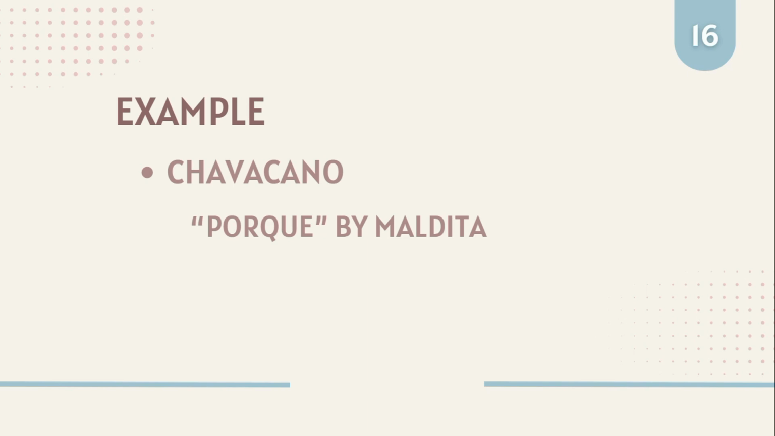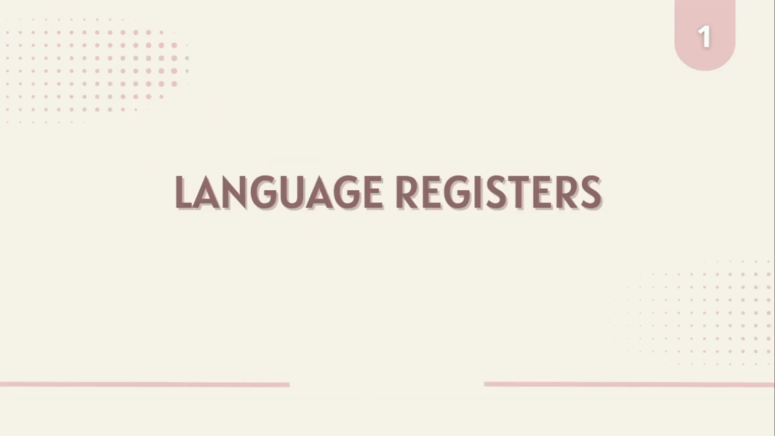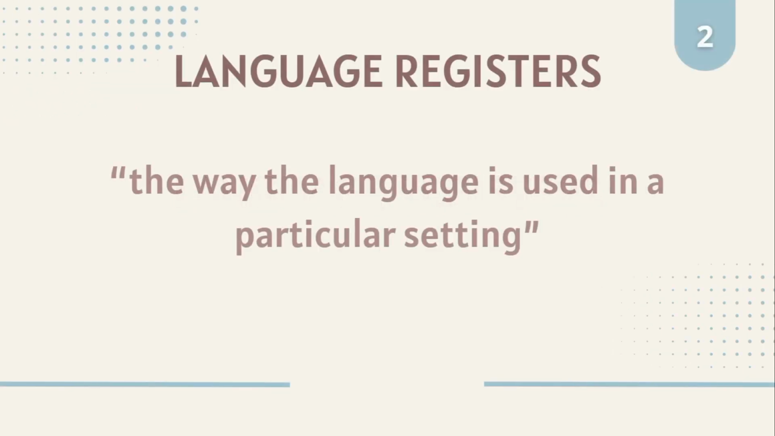Now, we will proceed to the language register. Language register is the way the language is used in a particular setting. It can also be called language style used by the speaker in a specific situation. The purpose of language register is to use the appropriate language that is needed in a situation.